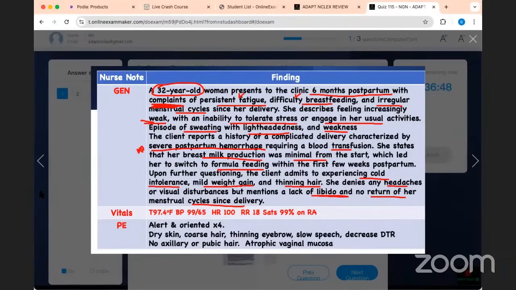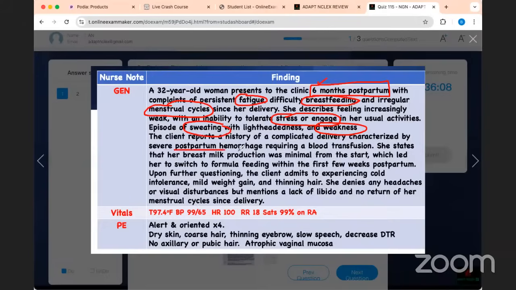This has a lot of information because there's a bunch of conditions involved. So let's get it clear. Keywords I underline. If you don't know, you can write them down. These are the keywords. 6 months postpartum. That means she already delivered a baby before. After the baby, now she's fatigued. She never breastfed because she can't breastfeed. And menses are irregular after she had a baby. She cannot tolerate stress. She's weak all the time and dizzy and sweaty.